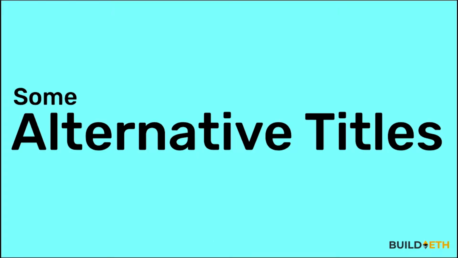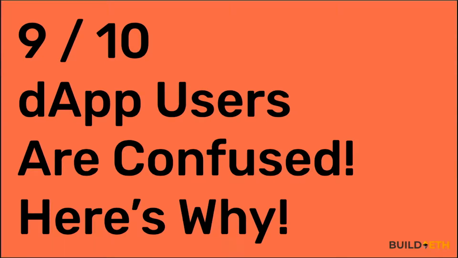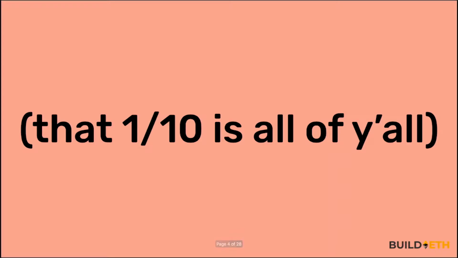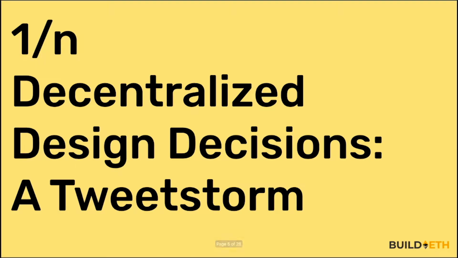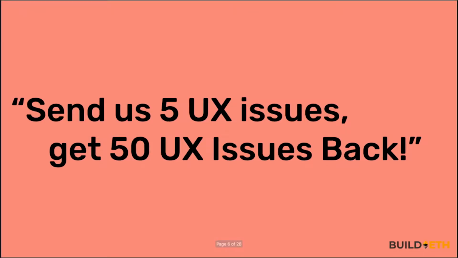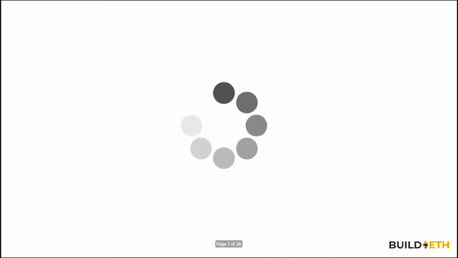For some context, some of the other titles we could have gone with are "9 out of 10 dApp users are confused. Here's why." Alternatively, well, that 1 in 10 is most of y'all that aren't confused. You could also do "Decentralized design decisions, a tweet storm." Send us 5 UX issues and get 50 back. And if you're late, we'll just send the UX issues back to you as well. Or my personal favorite.